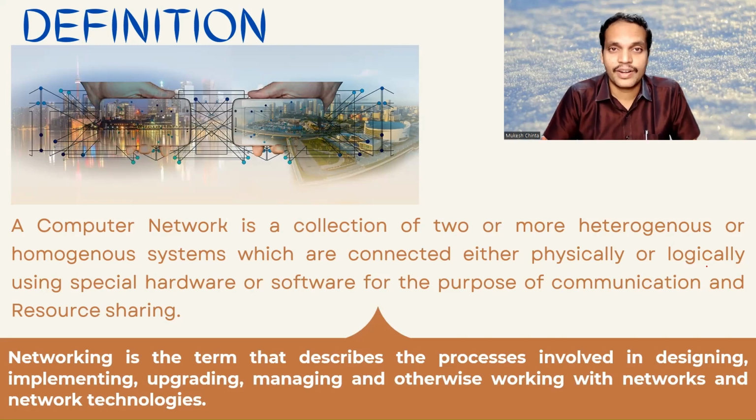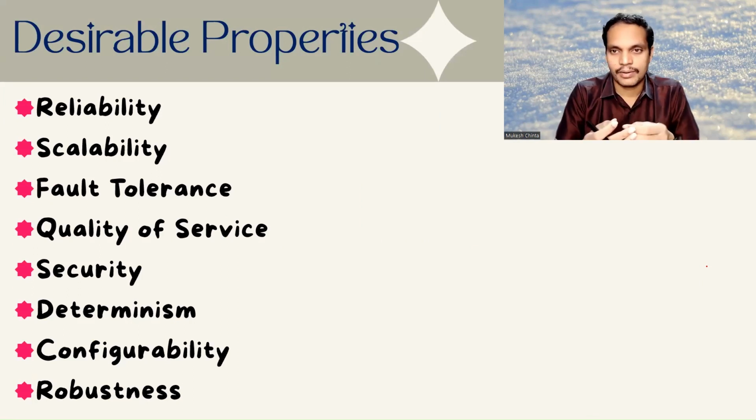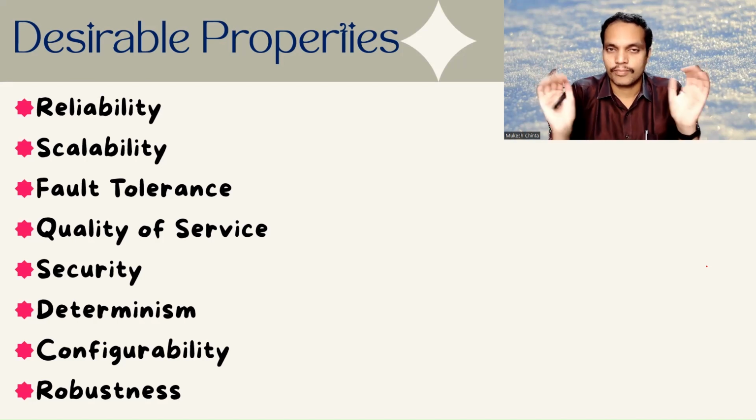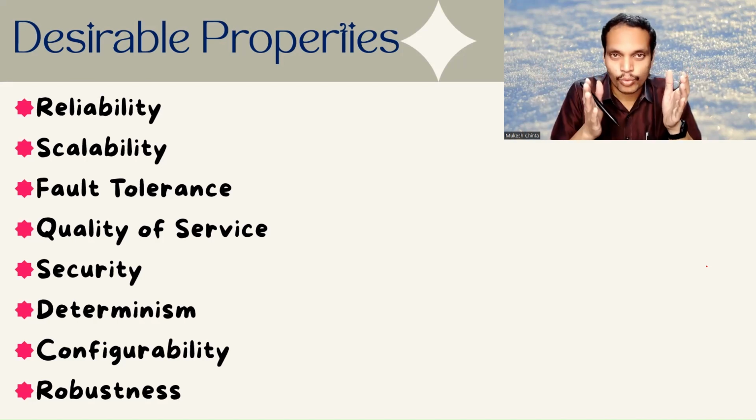So computer network is different. Working with a network comes under the networking part. Now, I can't simply say that I connected two switches or I connected two devices through a switch, my job is done. No, for it to be a successful network, to call it a good computer network, it has to have some desirable properties. Let me explain what these properties are.